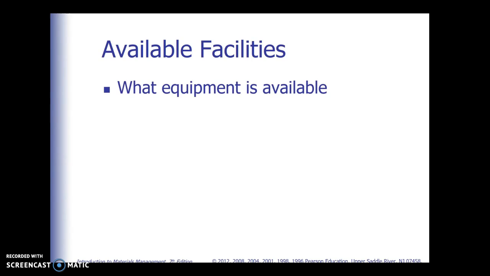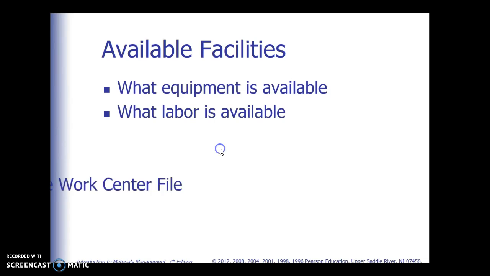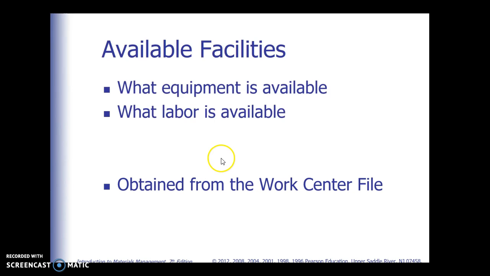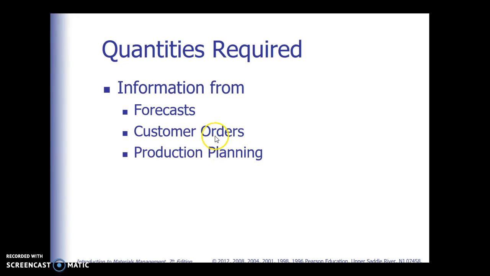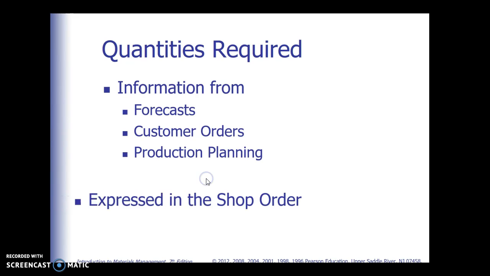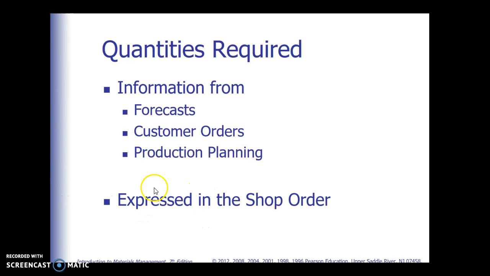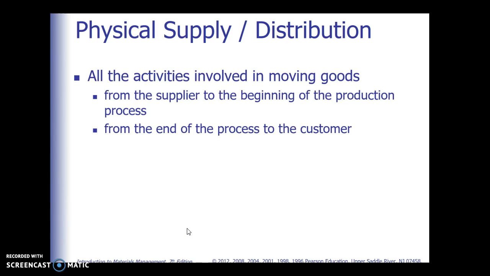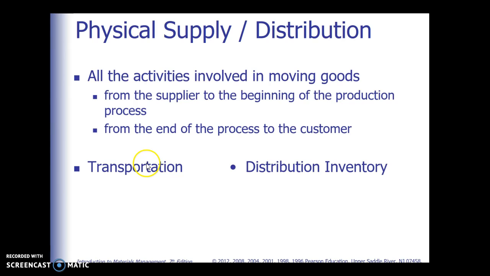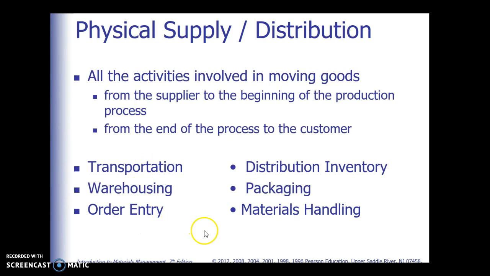Your available facilities also involve what equipment you have available at those facilities, and what labor. This is obtained from the Work Center file, which is mostly contained in a company ERP system. When we look at the information for quantities required, we get that from our forecast, our customer orders, and production planning. It's also expressed in the shop order. When we look at all the activities involved in moving goods from the supplier, we think about transportation to distribution inventory, from warehousing and packaging to order entry to materials handling.